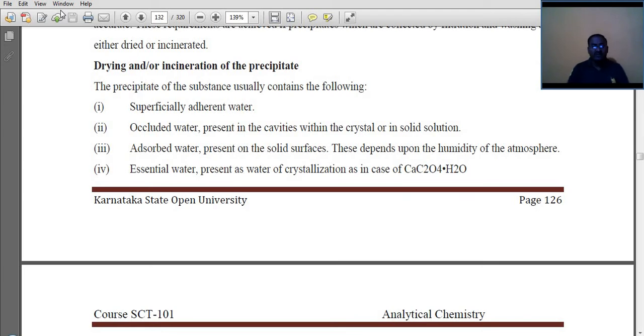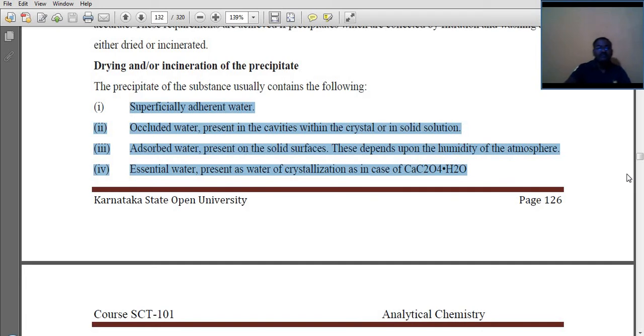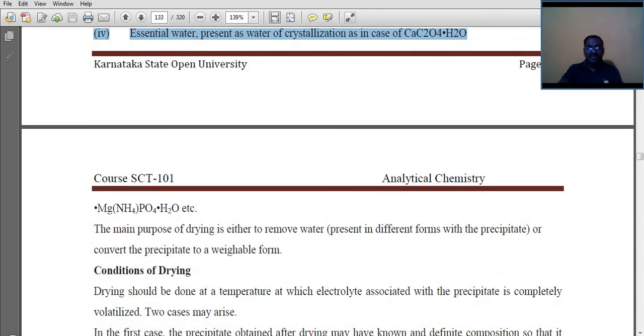What are the impurities or moisture in the precipitate? The superficially adhered water, occluded water present in cavities within the crystals or in the solid solution, and adsorbed water present on the solid surface. These depend upon the humidity of the atmosphere. The essential water is present as water of crystallization, in the case of calcium oxalate.